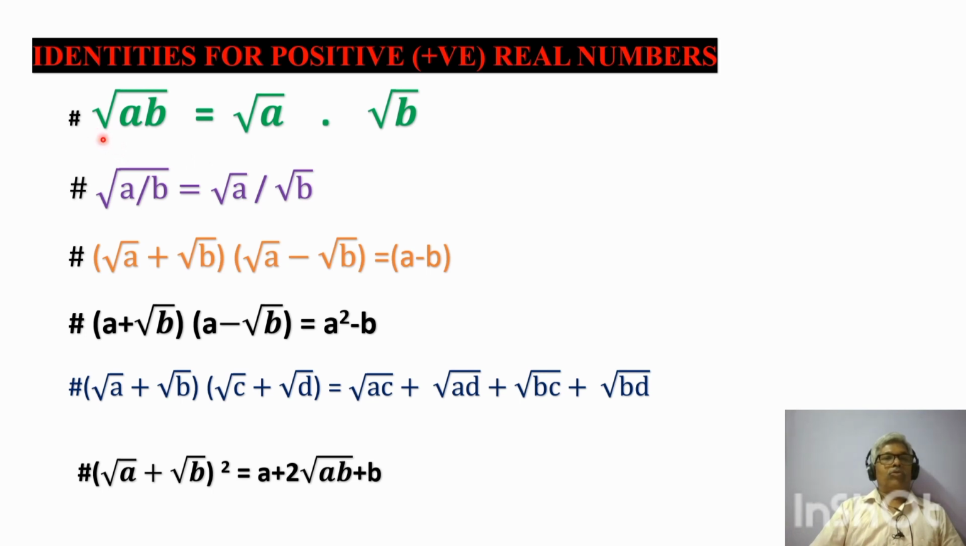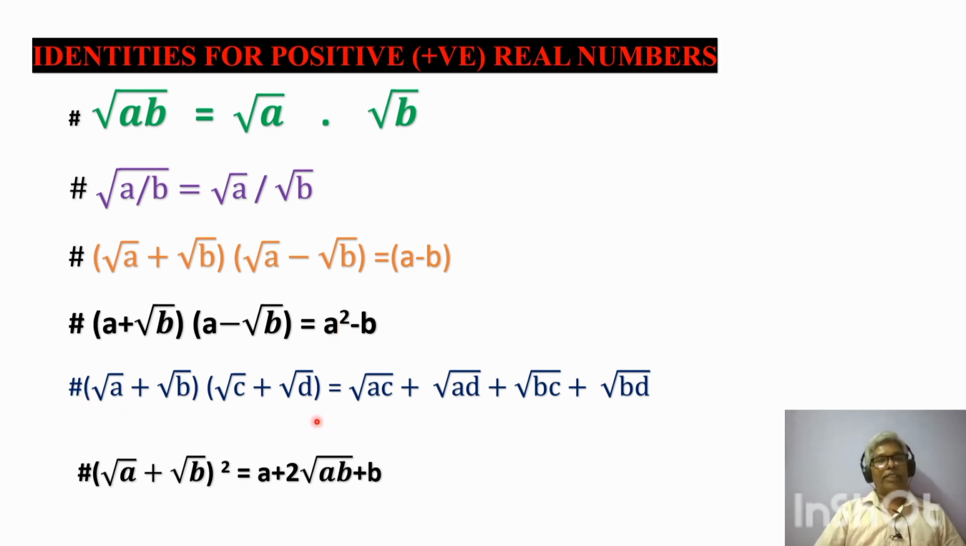We are studying today the identities for the positive real numbers. First one, root of a into b is equal to root of a into root of b. Root of a upon b is equal to root of a upon root of b. Another, root a plus root b into root a minus root b is equal to a minus b. Another identity, a plus root b into a minus root b is equal to a square minus b.